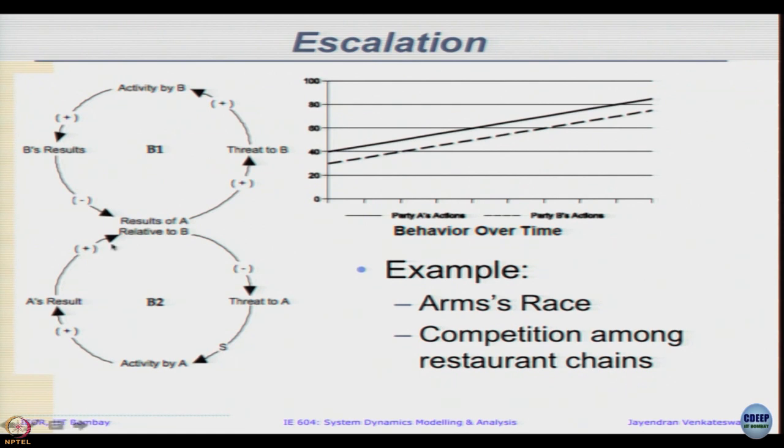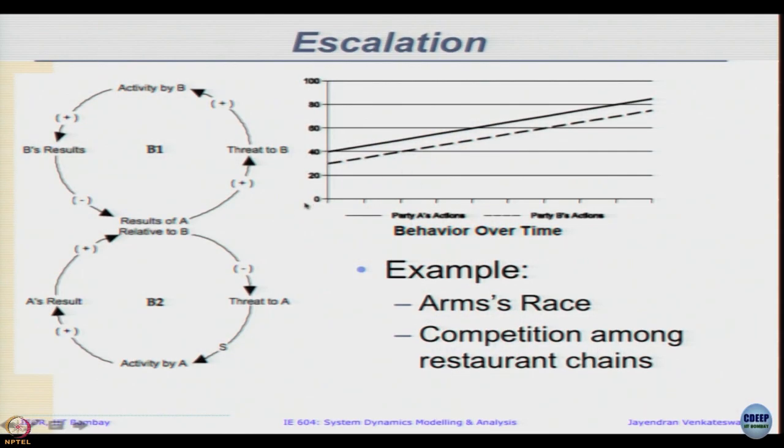Escalation is when, say, two parties are competing with each other, then the activity of A is seen as a threat by B, and then B takes counteractivity, which is seen as a threat by A, who then takes counteractivity. The classical result is that their activities reinforce each other and cause escalating behavior. The classical example is an arms race.